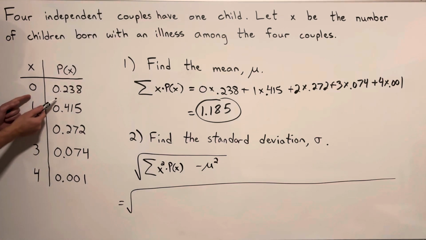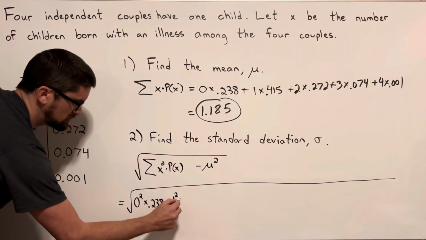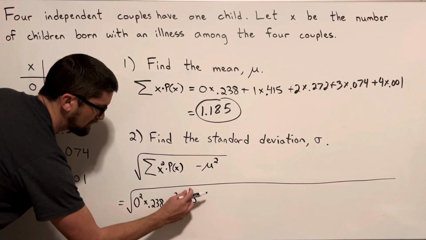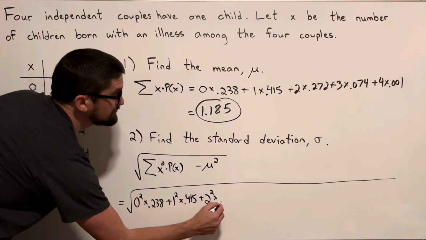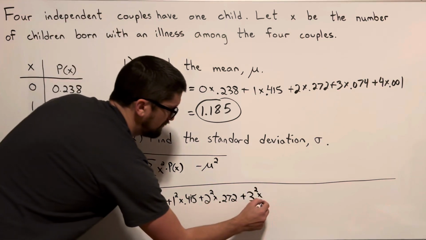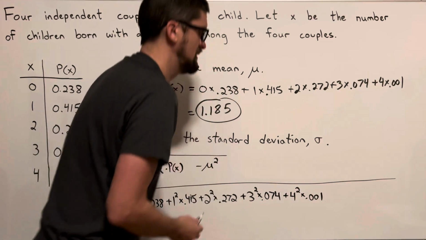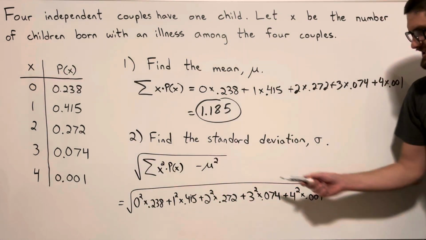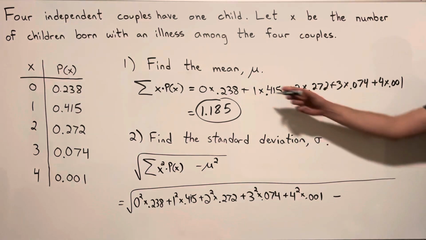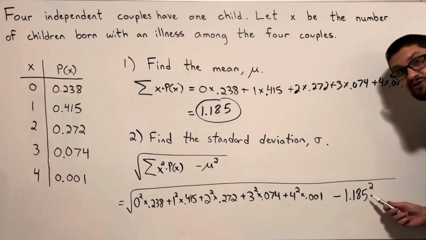All right, so we have 0 squared times 0.238 plus 1 squared times 0.415 plus 2 squared times 0.272 plus 3 squared times 0.074 plus 4 squared times 0.001. So that's the summation of all the x squares times p. And then you want to subtract the mean squared, which was found up here. That's 1.185. Don't forget to square it.